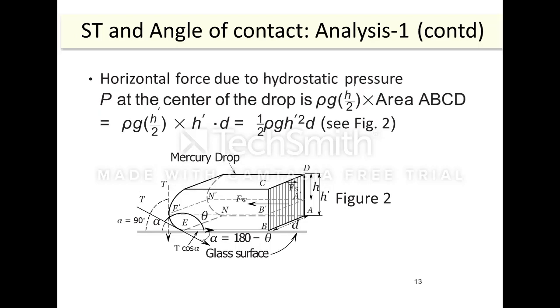Horizontal force due to hydrostatic pressure P at the center of the drop is rho g h dash by 2 times area ABCD. This is equal to rho g times h dash by 2 times h dash into d, which is equal to half rho g h dash square times d. See figure 2.